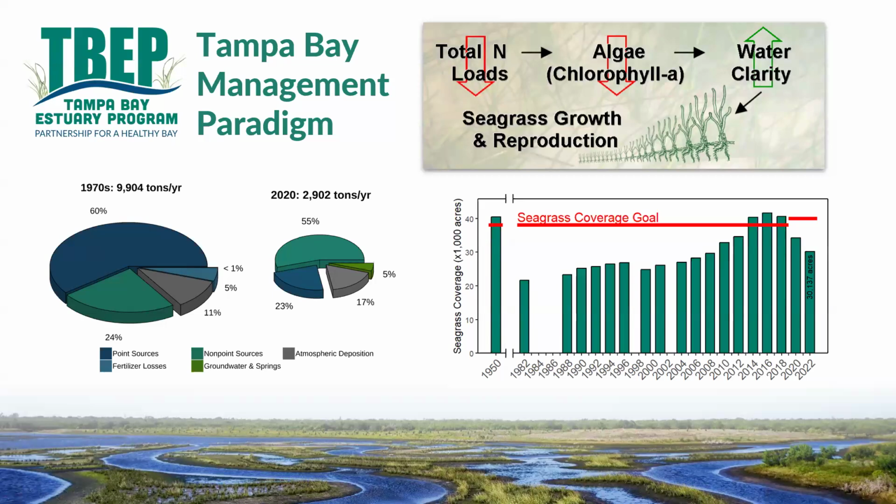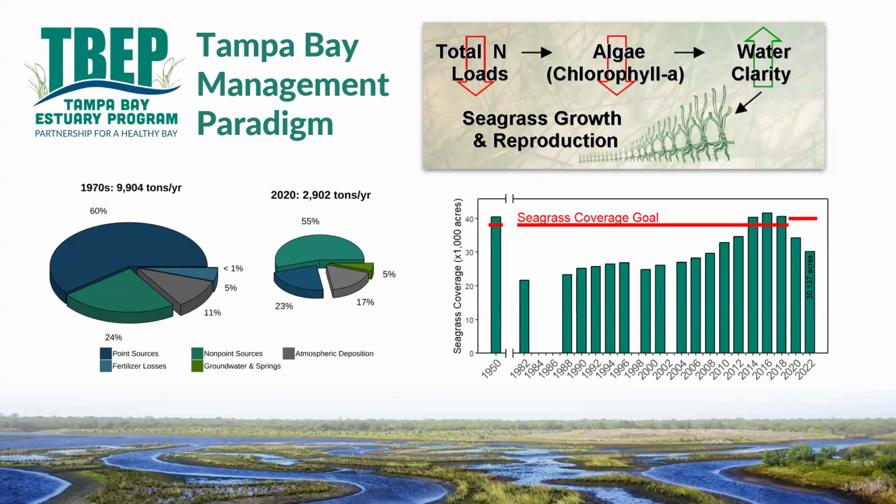So, if you're not familiar with Tampa Bay, it is generally considered a management success story due to the long-term recovery of water quality and seagrasses in the bay. And this success is largely the product of our management paradigm that seeks to control external nitrogen loads to reduce algal production in the water column to promote a light environment that will support seagrass growth.